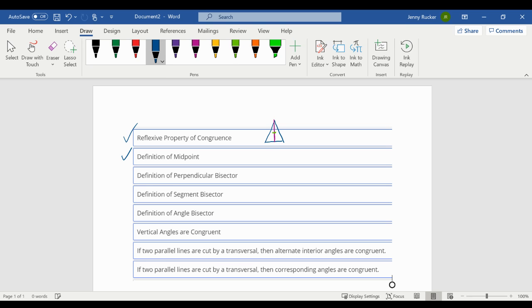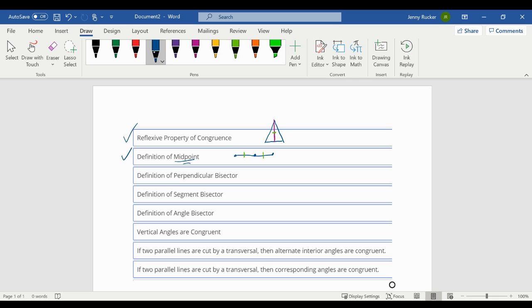The definition of midpoint can be used to conclude two segments are congruent. So if I have a segment and I am told that I have a midpoint, so I'd have to have the word midpoint, I can conclude that this piece is congruent to this piece.